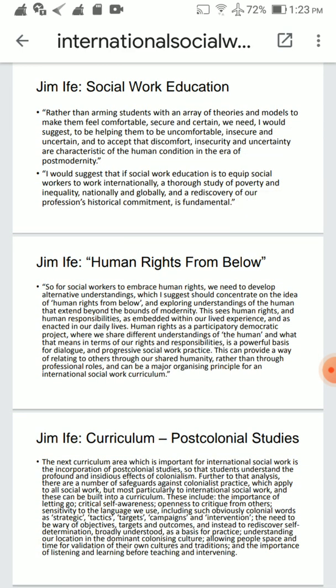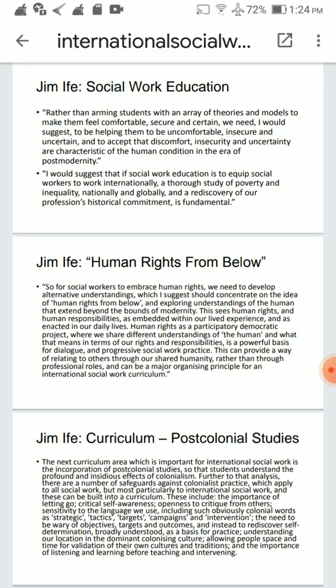Let's proceed also with human rights from below. So for social workers to embrace human rights, we need to develop alternative understandings, which I suggest should concentrate on the idea of human rights from below, exploring understandings of the human that extend beyond the bounds of modernity. This is human rights and human responsibility as embodied within our life experience, as enacted in our daily lives.